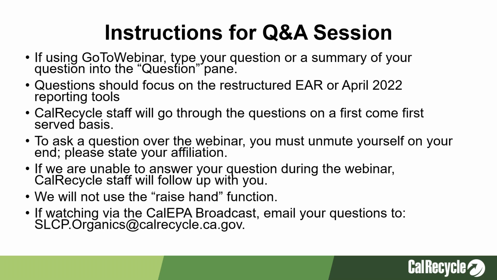If you're using GoToWebinar, type your question or a summary of your question into the question pane. Questions should focus on the restructured EAR or April 2022 reporting tools. CalRecycle staff will go through the questions on a first come, first served basis. To ask your question, you must unmute yourself first on your end and please state your affiliation. If we are unable to answer your question during the webinar, CalRecycle staff will follow up with you. We will not be using the raise hand function. And if you're watching via the Cal EPA broadcast, you can email your questions to slcp.organics@calrecycle.ca.gov.